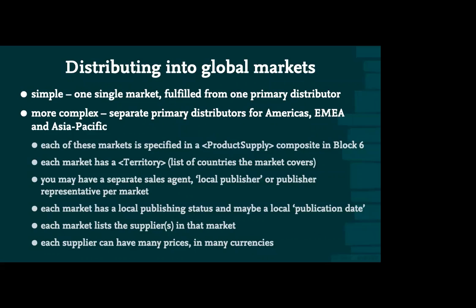This might seem confusing at first, but that's mostly because it just doesn't work like it did in ONIX 2.1. ONIX 3, in fact, has a more logical structure that matches the realities of international distribution much better. There's a hierarchy: markets, suppliers within those markets, and the prices that those suppliers charge.